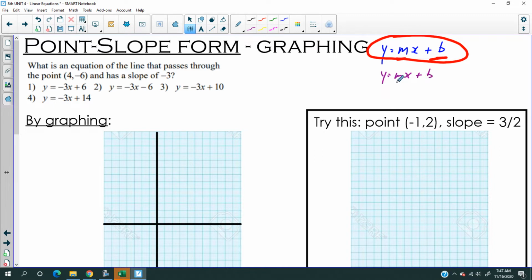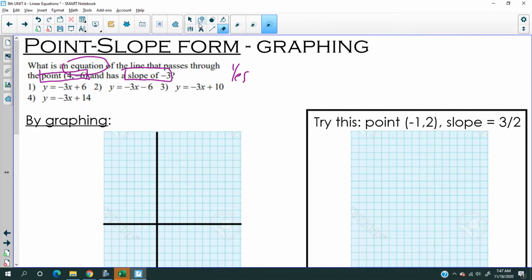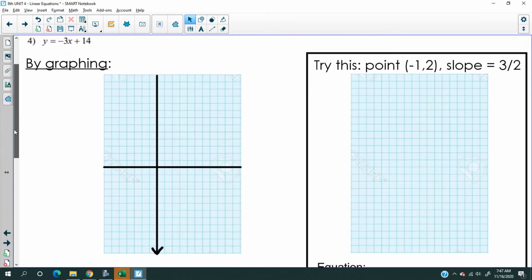But what if I were to give you just one point, and I also give you the slope? Would you still be able to find the equation for it? That's a rhetorical question, because by me asking you that, we imply that the answer is yes. So how can we get the equation? Well, there are a couple of ways to do it, and I'm going to show you the simple way first. The first one is by graphing.